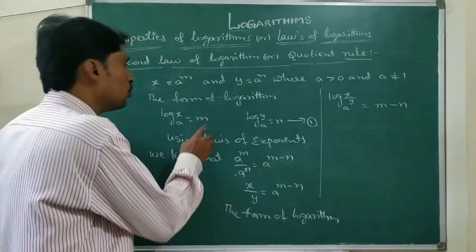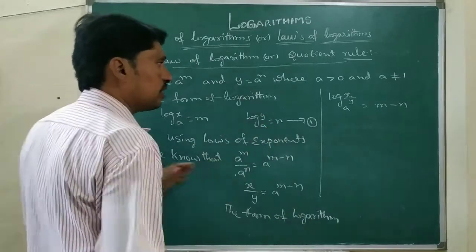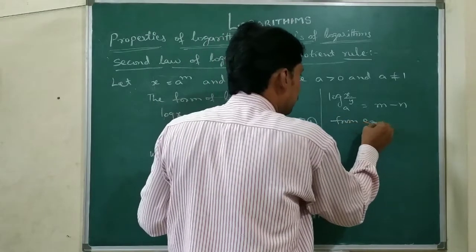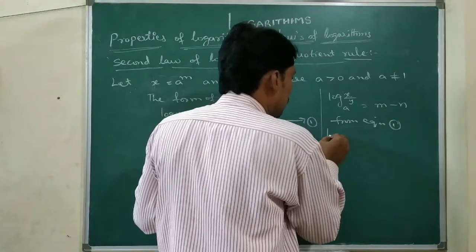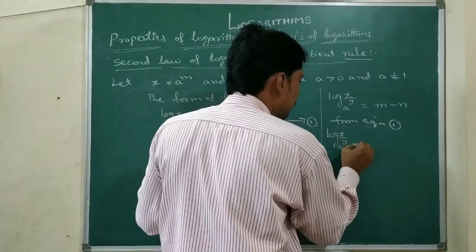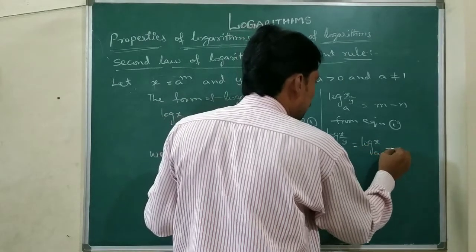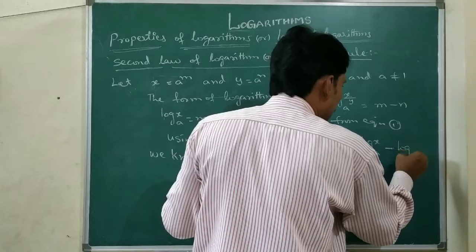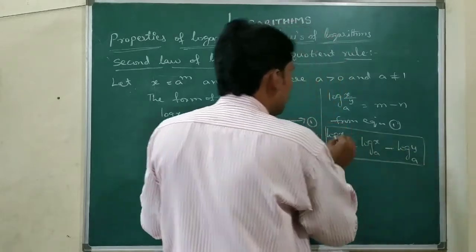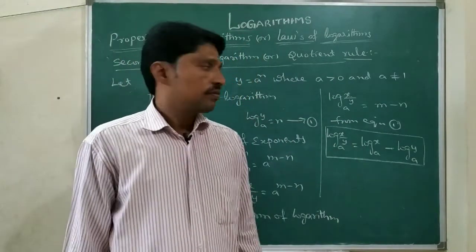From equation number 1, m equals log x to the base a, n equals log y to the base a. That we need to substitute here. Log on the left side as it is: log x by y to the base a equals m minus n, which means log x to the base a minus log y to the base a. So this is the quotient rule, or the second law of logarithms.